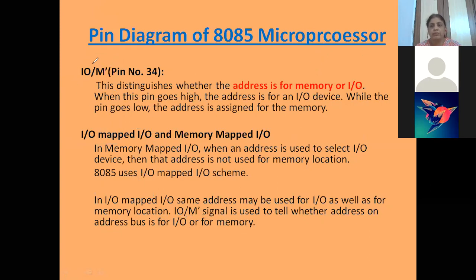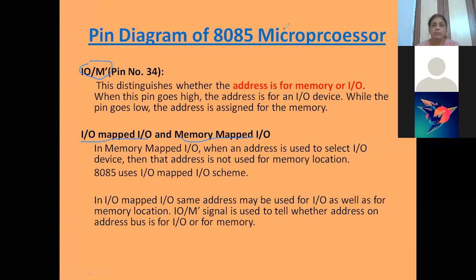So understood the function of this pin IOM bar. IOM bar pin is basically differentiating the address: the address is for which device, whether it is for input output or for memory. With the help of this scheme, we can use same addresses for input output devices as well as for memory. But in memory mapped IO, we have separate addresses for input output and for memory. The address which is given to any input or output device cannot be used as a memory address.